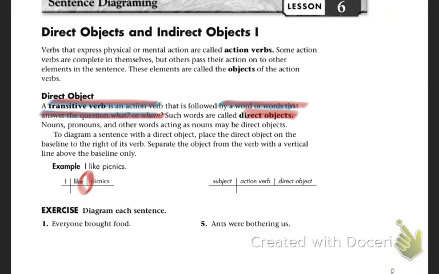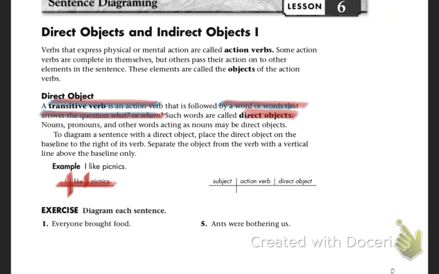Okay. So, for example, you have a sentence diagrammed with the baseline. Then you have the subject predicate line. Then you have your direct object line. Notice that your direct object line does not transverse the baseline. It does not cut through the baseline. Do you understand? Any questions there?